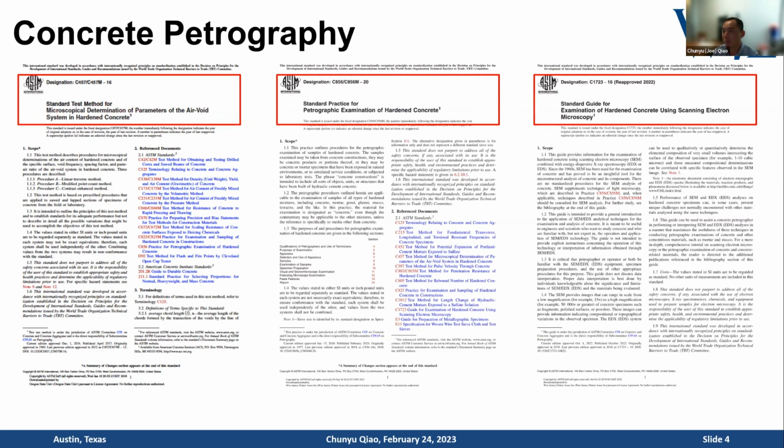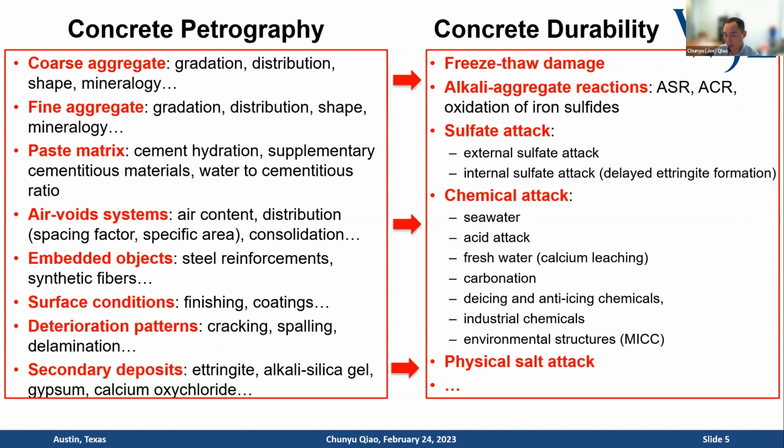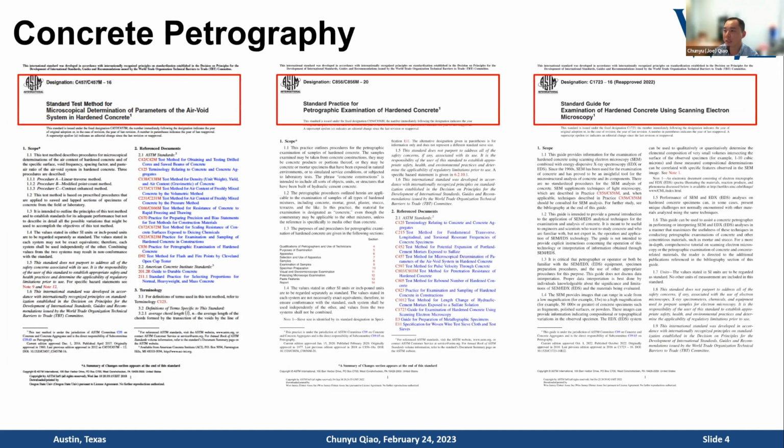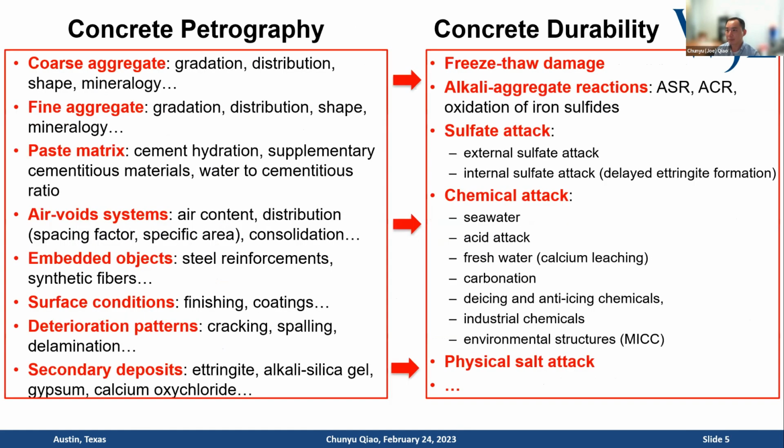In addition to the major one, we have a specific ASTM standard which determines the parameters of the hardened air void system in the concrete, which is C457. And for the SEM EDX analysis, we have C1723. It's a guide for SEM EDX analysis for concrete.